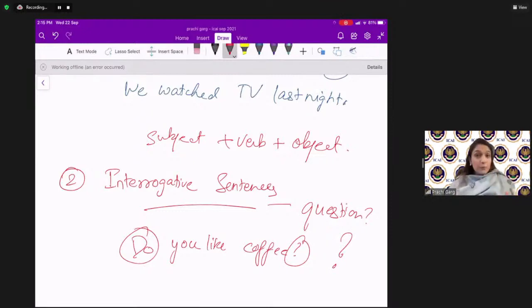If you do not put a question mark and you're asking a question, people will not understand what you're trying to say, right? They'll get confused whether it's a statement or a question because the question mark is missing. The question mark is very important, right?